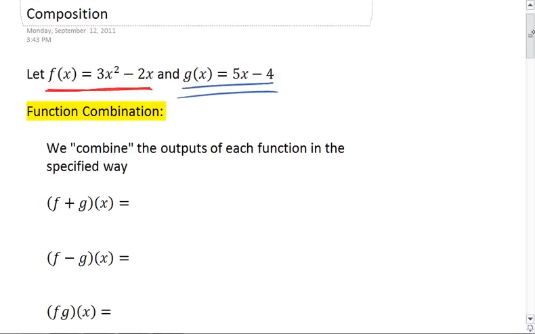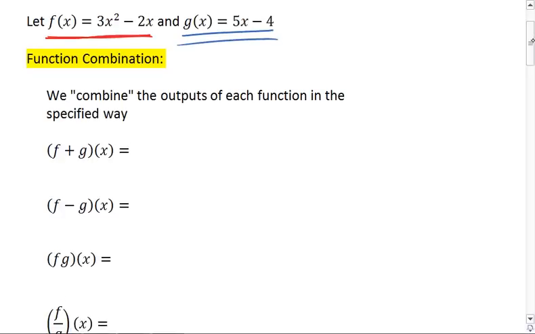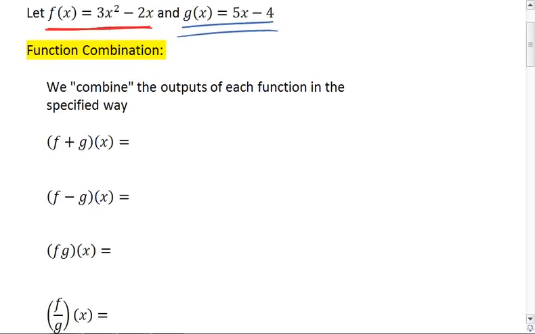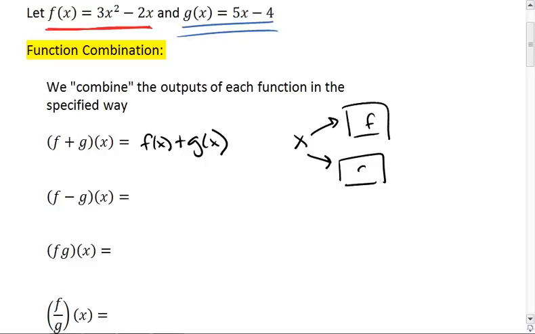The first thing we're going to talk about is function combination. In function combination, we combine the outputs of each function in the specified way. For example, f plus g of x means we take f of x plus g of x. So we plug x into both the function for f and the function for g. We get our outputs, and we combine these, and in this case, we combined it using addition.